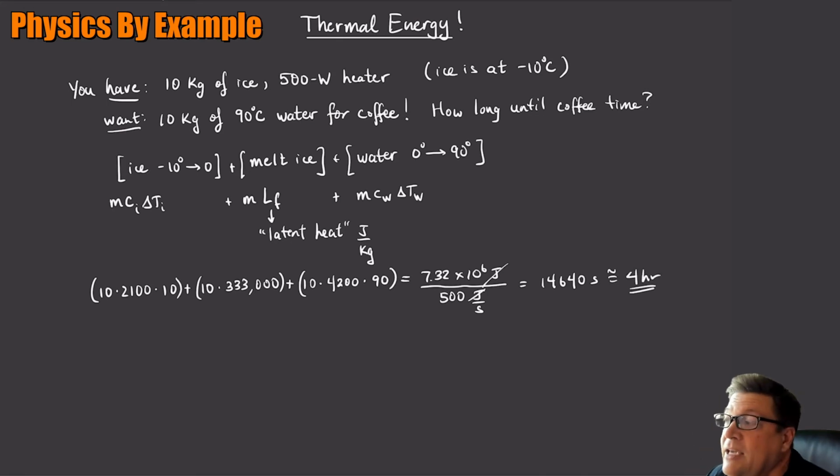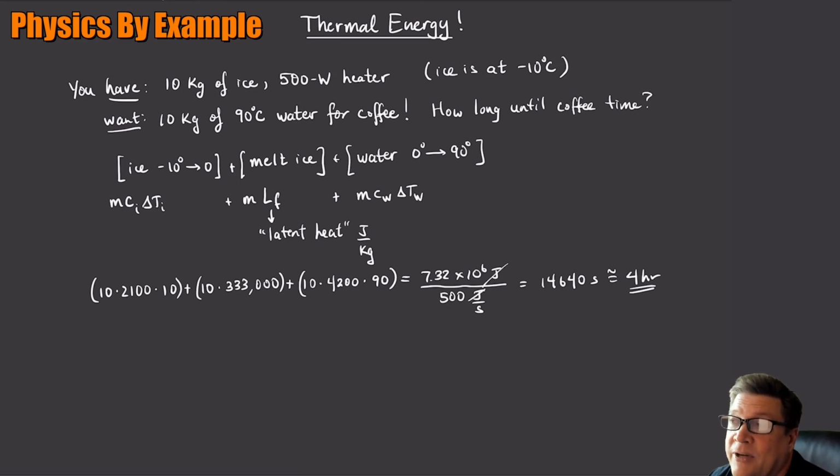All right, so even if all the heat from the heater goes into melting the ice, which is probably not terribly realistic, you're still going to have to wait at least 4 hours before it's coffee time. So again, this technique of dividing by the rate at which you put energy into something can give you the time. That's something that's used pretty often in problem solving.